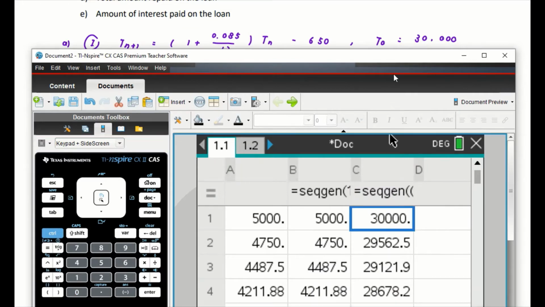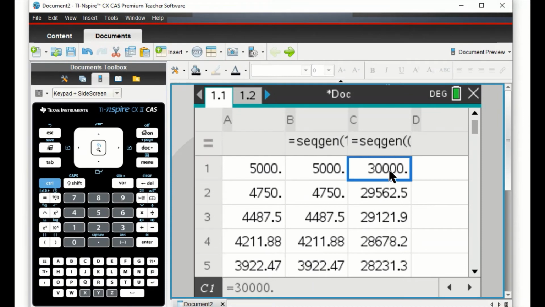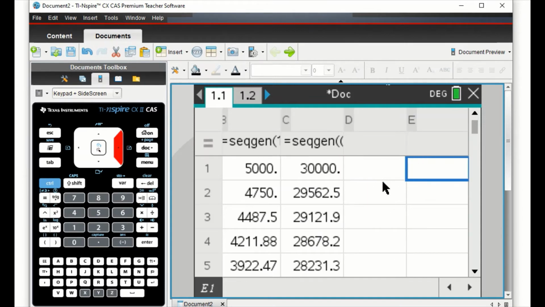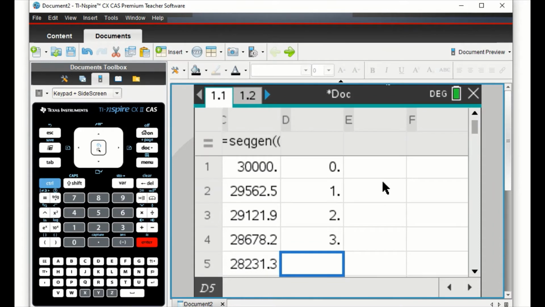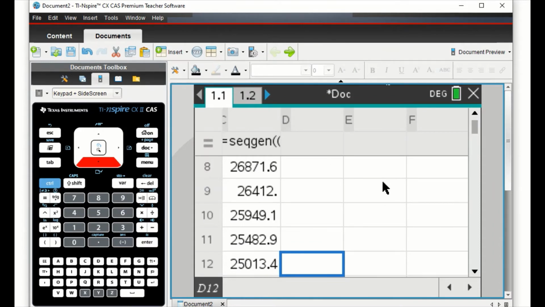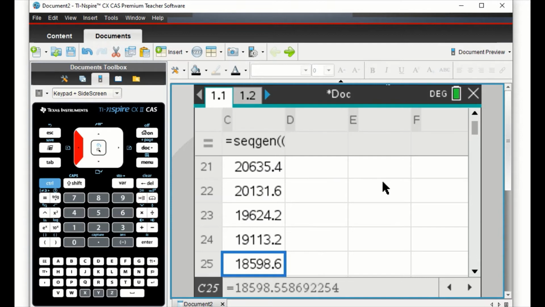Then after that, we try to find out our T24. So T0 in our recursive rule is going to be the T1 in our calculator. So that's why this is our 0, 1, 2, 3, right? So 24 will be the 25th value. So just go down until you reach here. Alright, so I hope that you can get this answer here.